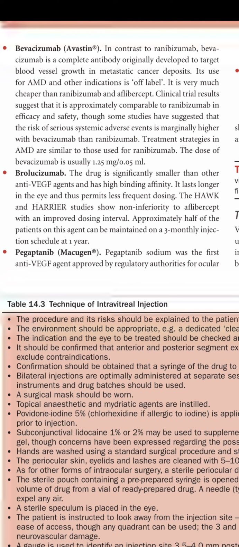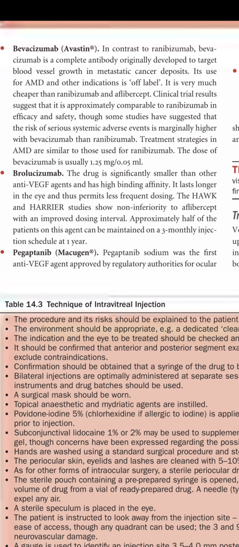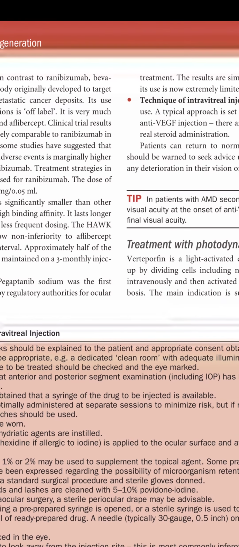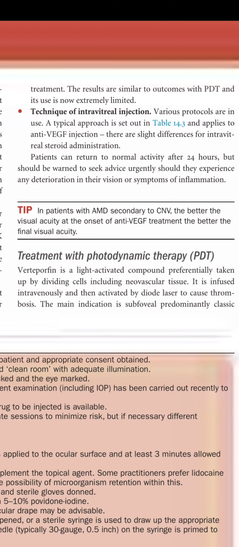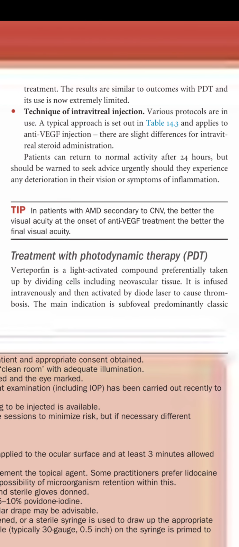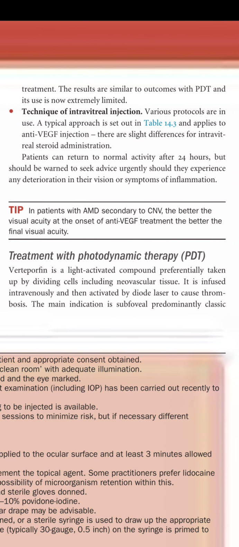Then there is pegaptanib, which is Macugen. Pegaptanib sodium was the first anti-VEGF agent approved by regulatory authorities for ocular treatment. The results are similar to the outcome with PDT and the use is now extremely limited.